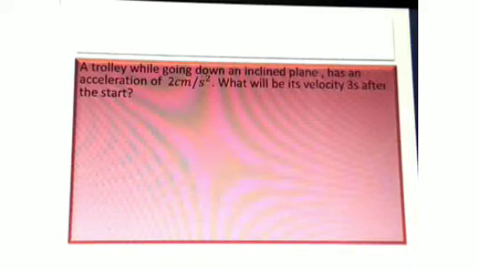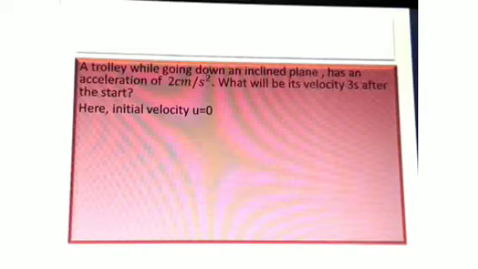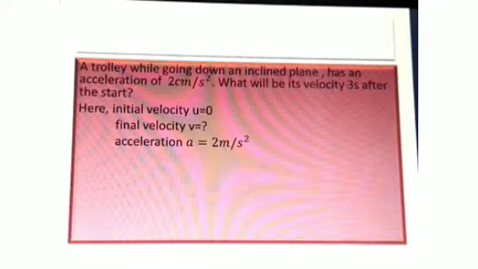Next question. A trolley while going down an inclined plane has an acceleration of 2 cm per second square. What will be its velocity 3 seconds after the start? After 3 seconds, what will be its velocity? So, here what is the initial velocity? 0, and final velocity we should find out. Then acceleration a is equal to 2 centimeter per second square. Time t is equal to 3 seconds.